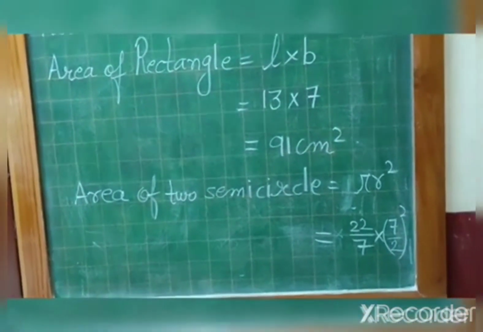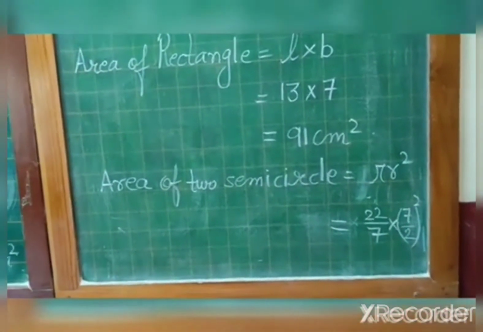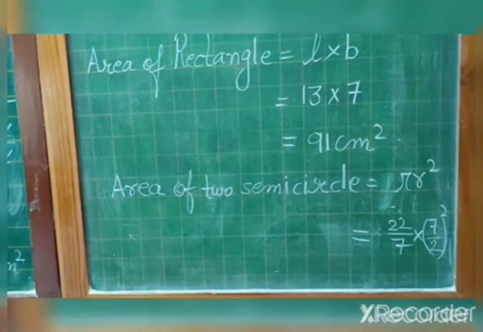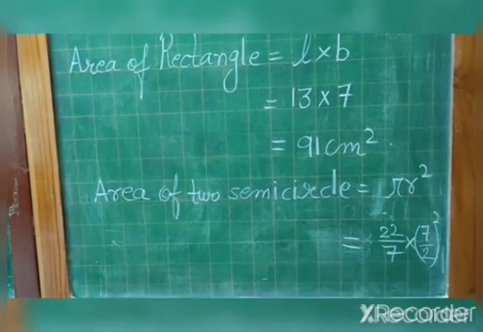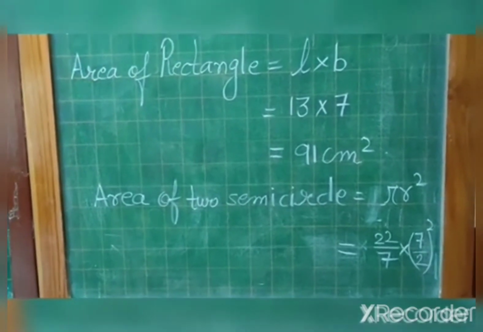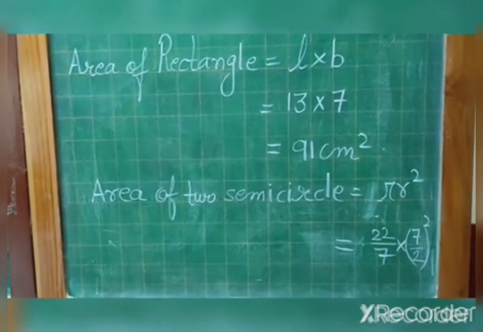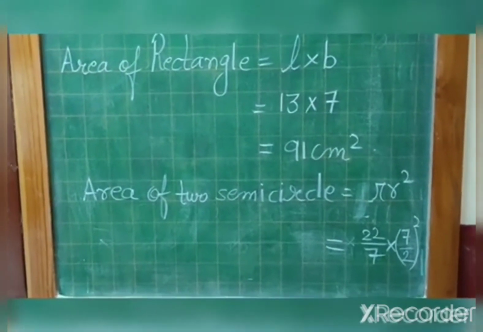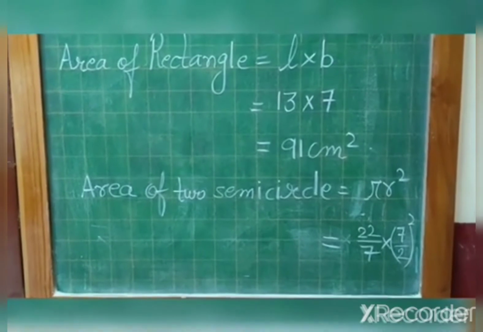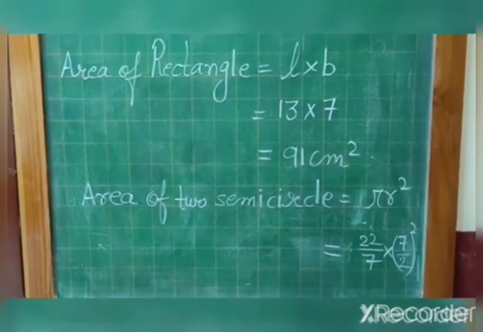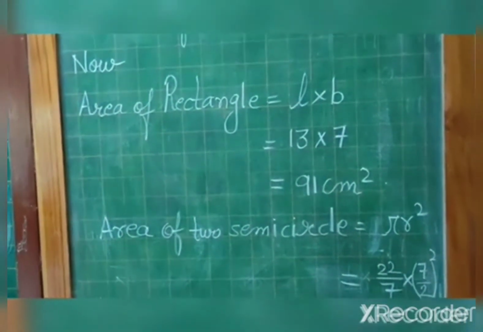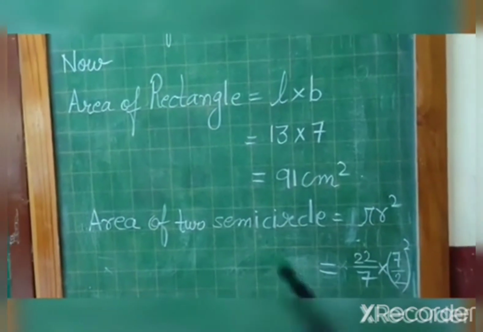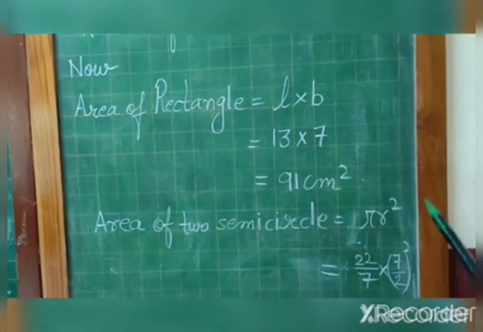Another way, you can write the area of one semicircle, so you will divide by half, and then whatever area you are getting, multiply by 2, you will get the area of two semicircles. It's your choice. Whichever way you want to follow, you can follow. So area of two semicircles is equal to pi r square.